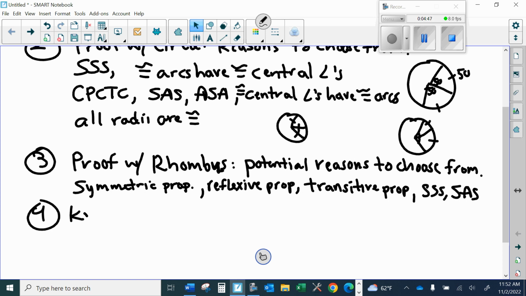We're talking about knowing the definition of rhombus, but that would go along with number one, knowing the definition of all the quadrilateral properties. Or know the definition of all the quadrilaterals. But not only do you have to know the definition of the rhombus, but also its properties.